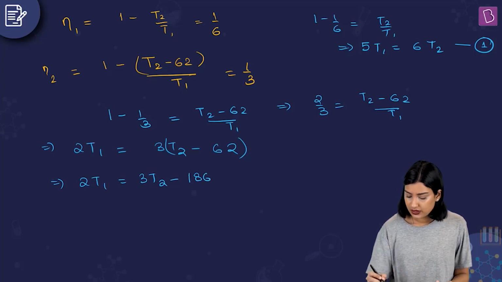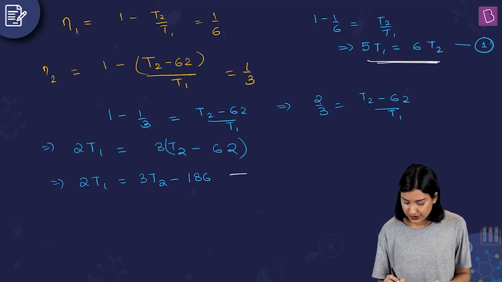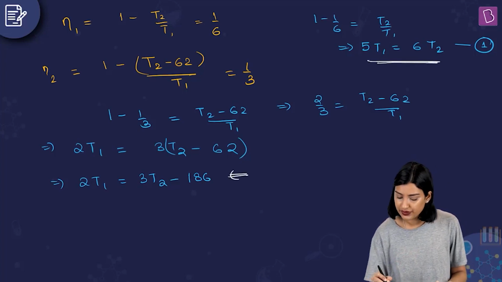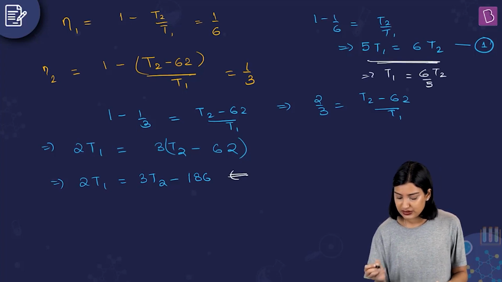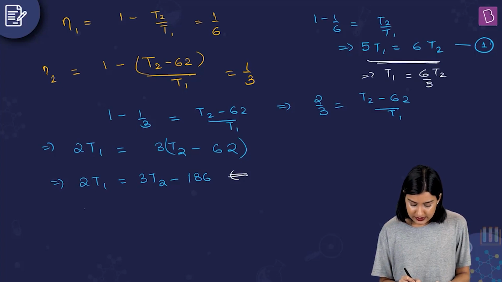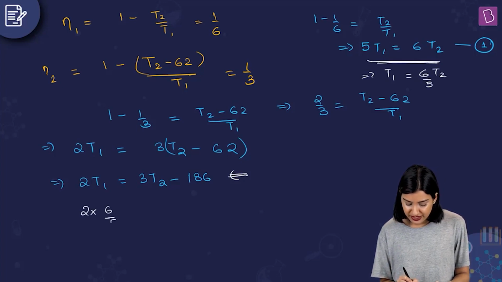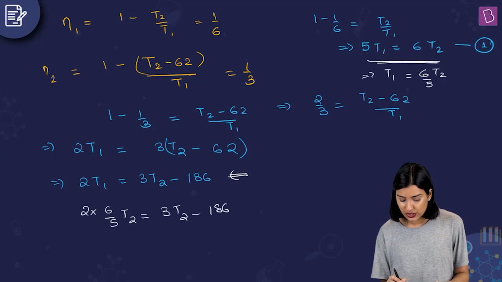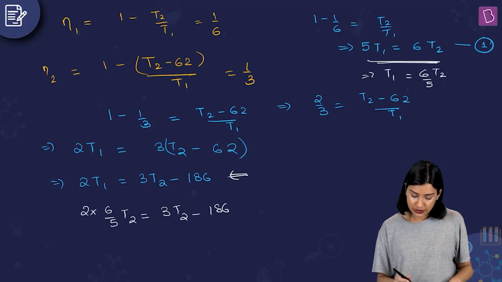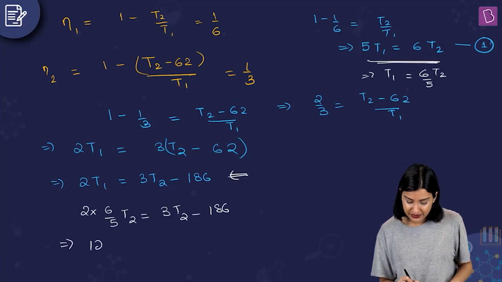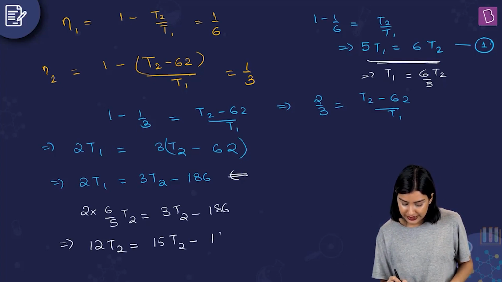Now, this needs to be substituted in this. So what will we do? We'll write it as T1 is equal to 6T2 by 5, or 6 by 5 T2. So we'll write this as 2 into 6 by 5 T2 is equal to 3T2 minus 186. So now you have one equation in T2 which you can most definitely solve. So what do you get here? You get 12T2 is equal to 15T2 minus 186 into 5. This is what you're getting.